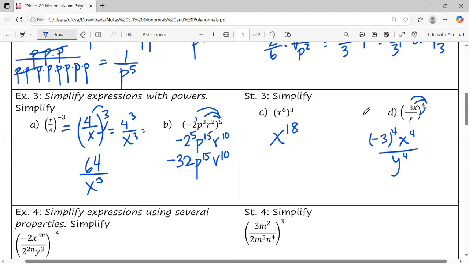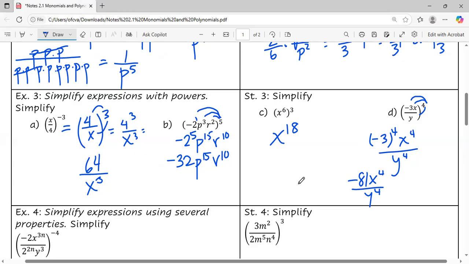So your calculator understands that you're trying to also multiply the negative 4 times. So -3 to the 4th becomes -81, and x to the 4th and y to the 4th, nothing you can do because they're different bases. So that's your solution for that one.